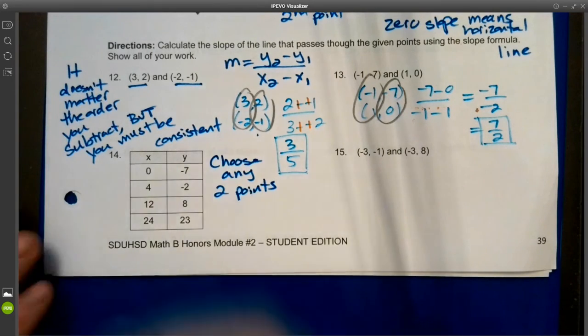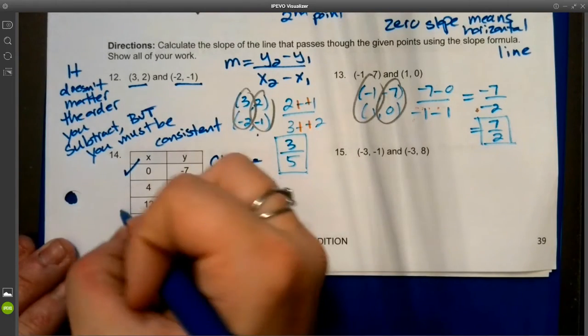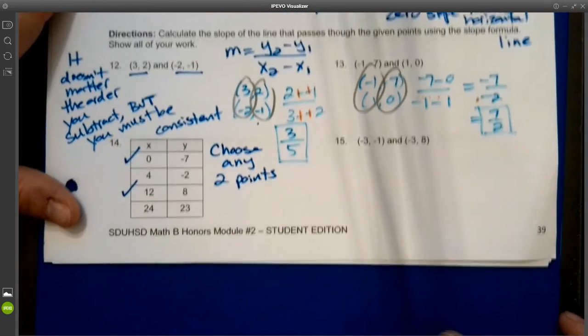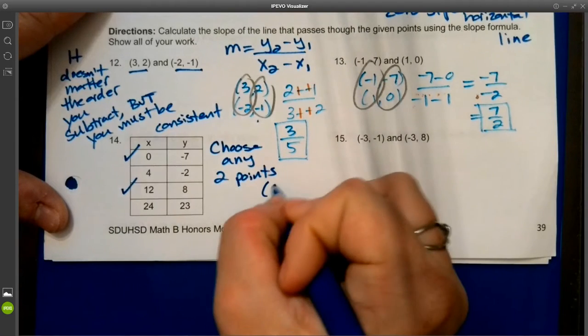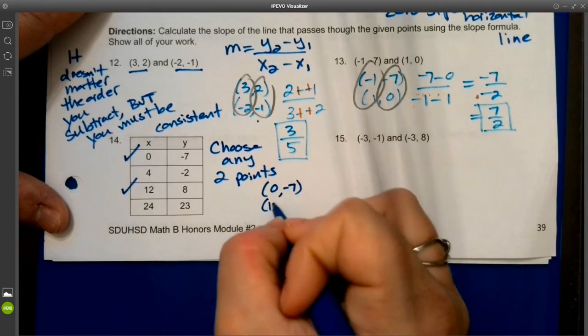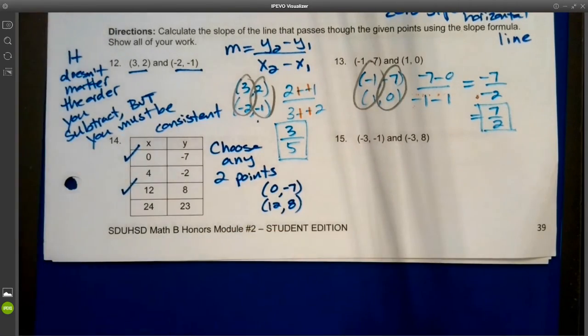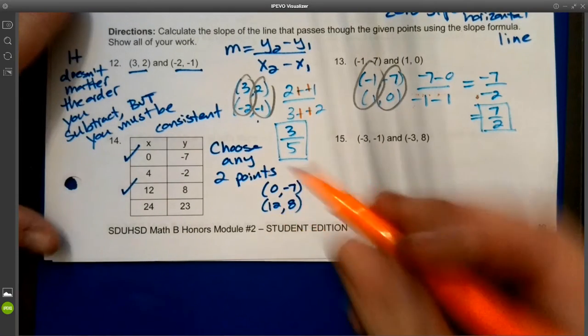Maybe I choose 0, negative 7. I really like that 0. And maybe I choose 12, 8. You can choose other points and it's still going to work out. So I'm going to do 0, negative 7, and 12, 8. And you know what I'm going to do? I'm going to stack them, subtract them.